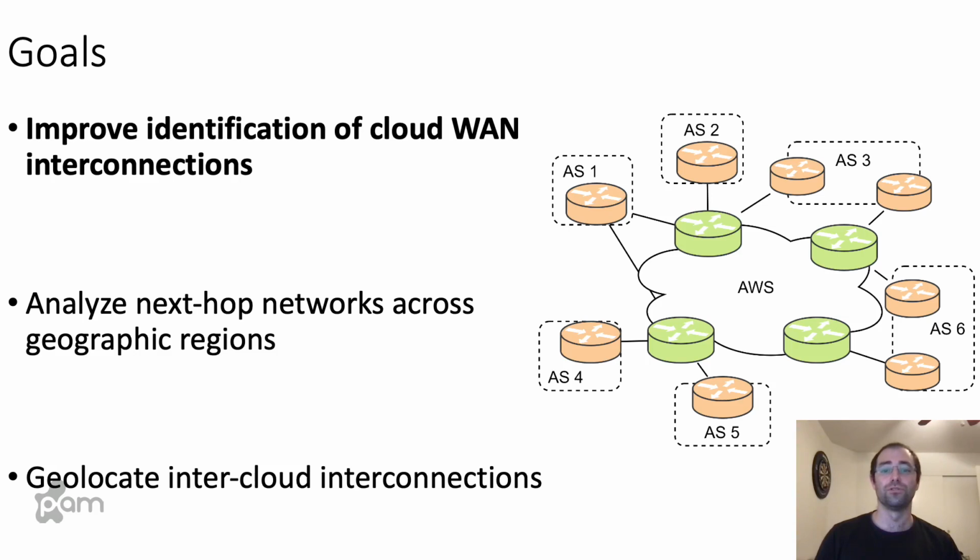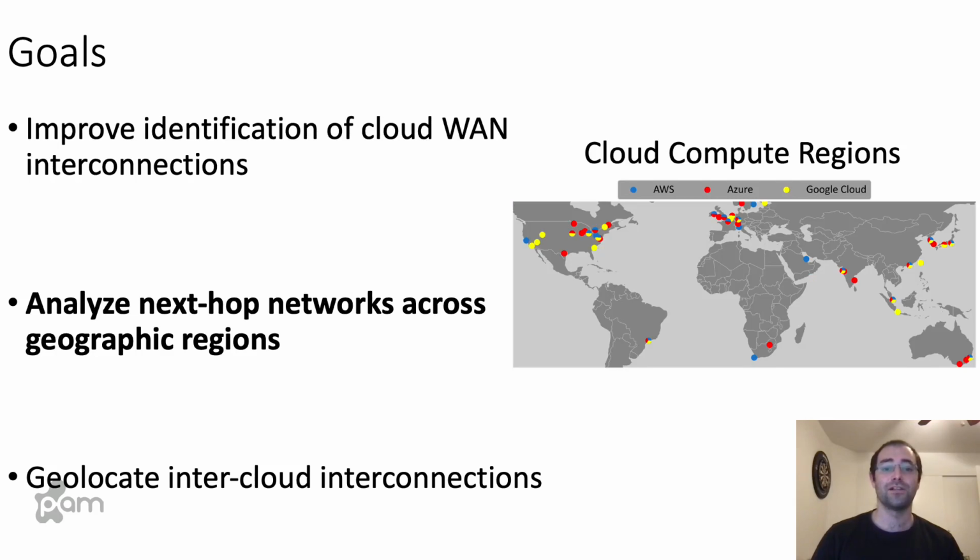We had three goals for this work that will help support the research we plan to do in the future. First, we wanted to find the cloud WAN interconnections for each of the three major public clouds, and we wanted to compare our results against some form of validation to improve our inferences. Second, cloud WANs allow you to set up virtual machines in different geographic regions, and the map on the right shows all of the different regions that we used to conduct our experiments.